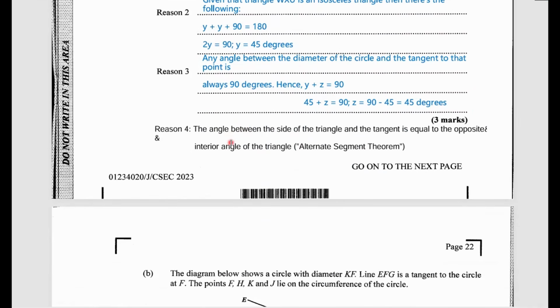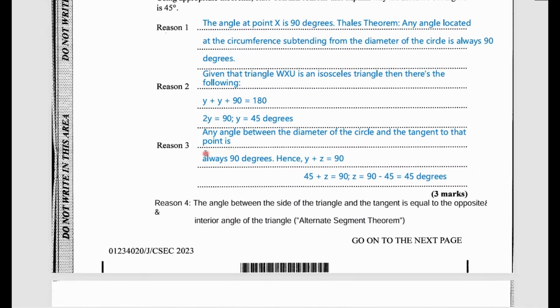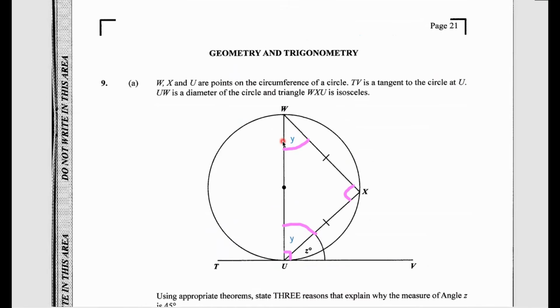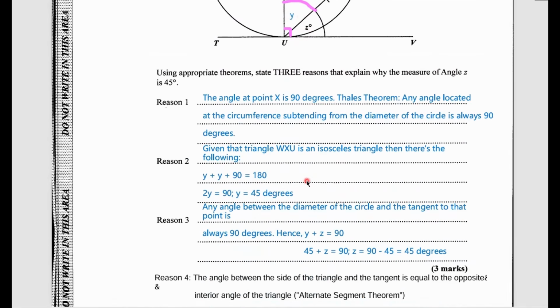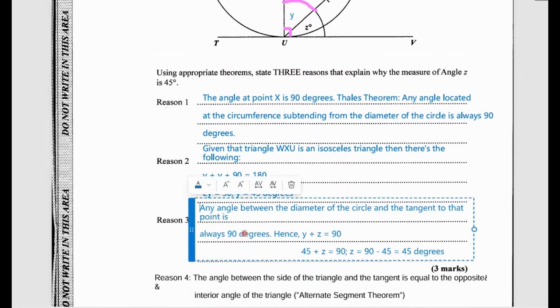Mind you, I put in a fourth reason, I just gave a lot. So I proved that Y is 45. If this is 45, Z will be 45 as well, because any angle between the diameter and tangent is always 90 degrees.